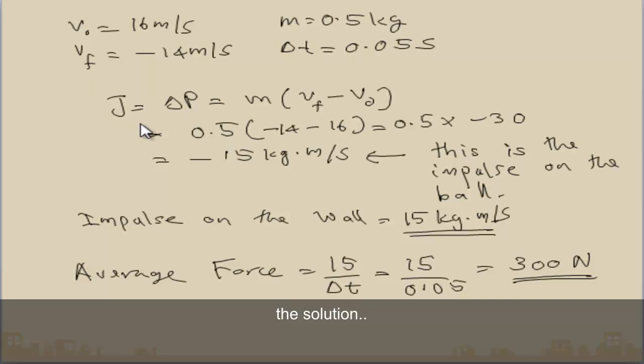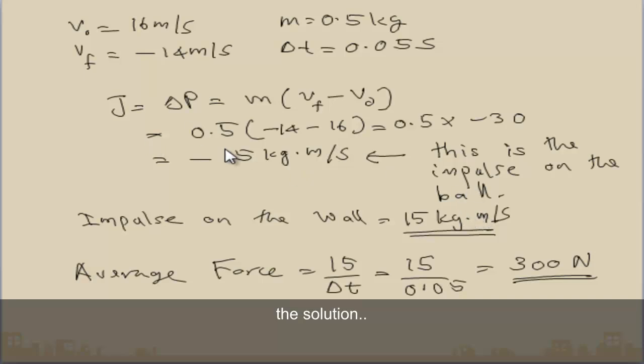So the formula for the impulse is delta p, which is mass times v final minus v initial. So 0.5 times negative 14 minus 16. So that's 0.5 times negative 30. So it's negative 15 kilograms times meters per second.